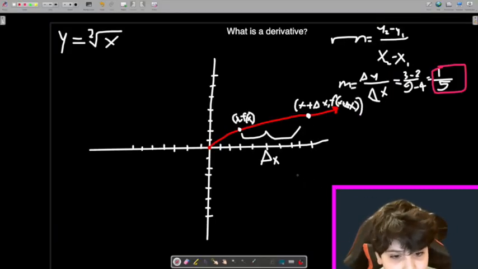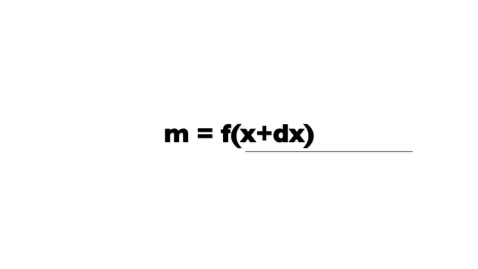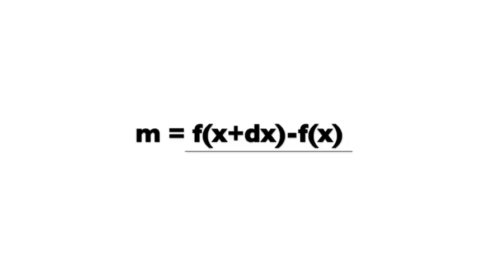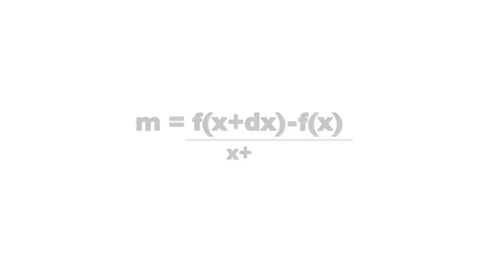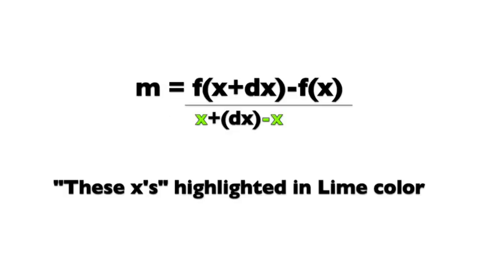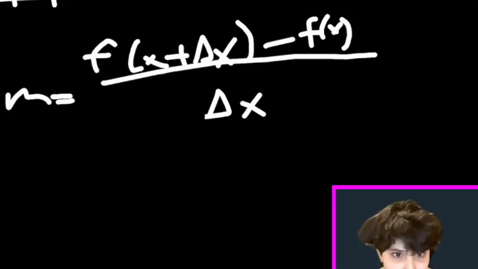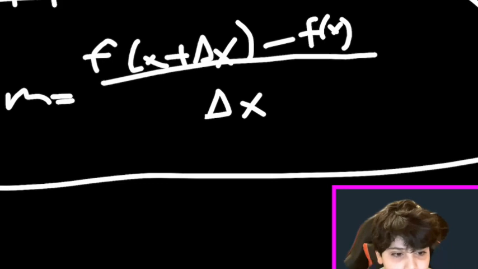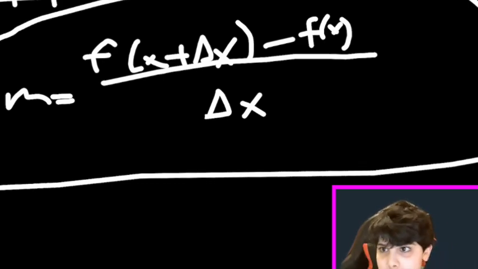Now let's plug them into the slope formula. The y values are f(x plus delta x) minus f(x). And the x values are x plus delta x minus x. These x's will cancel. So now we have this formula, which gives us the slope between 2 points separated by some distance delta x.